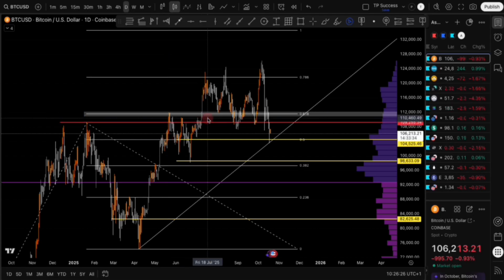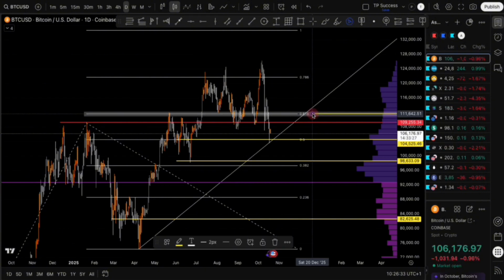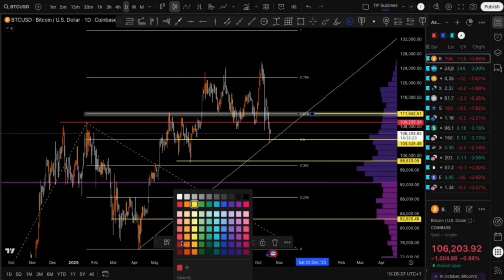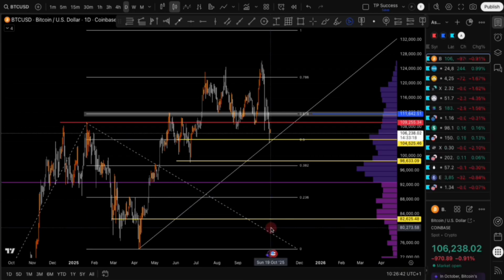The 61 level right now is currently sitting at 111k. So let me drop a little level right here. Let's hope I get it accurate. We're going to make this one blue, just so it's easy for everyone to see. This blue level right here is where we will be looking for entries, if we get a close above this level, and that will be 111k.